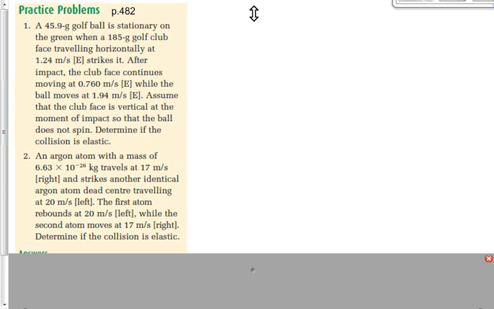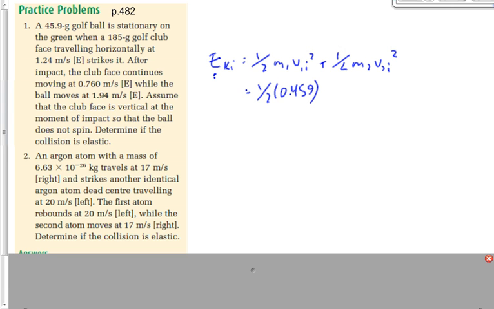Okay, let's check though. Let's calculate EKI. We're going to say 1/2 m1 v1i squared plus 1/2 m2 v2i squared. If those masses were the same, could I cancel them? No, we couldn't, because they don't appear in every term. We have to use grams here because the units don't cancel out either.